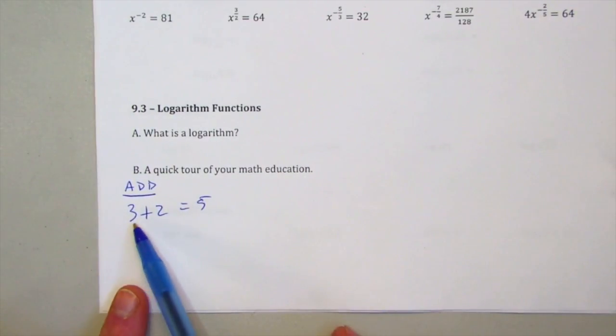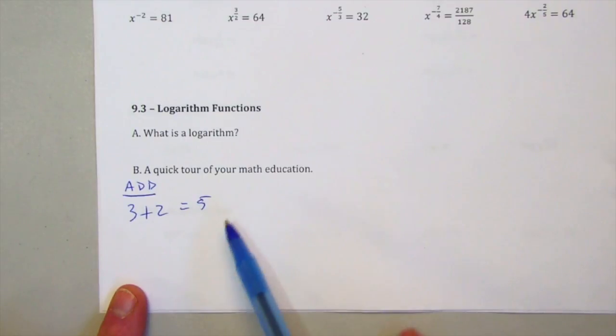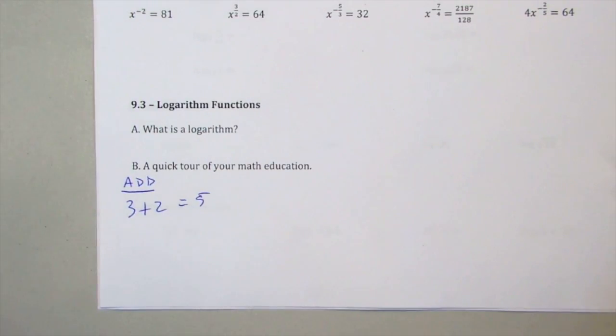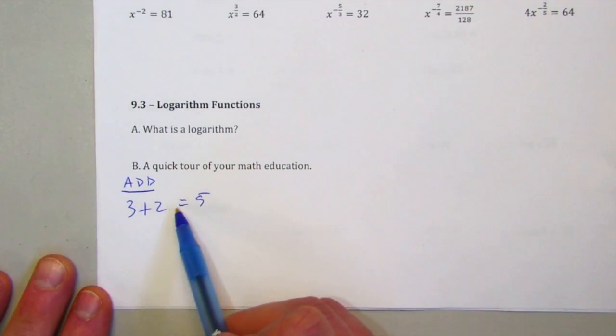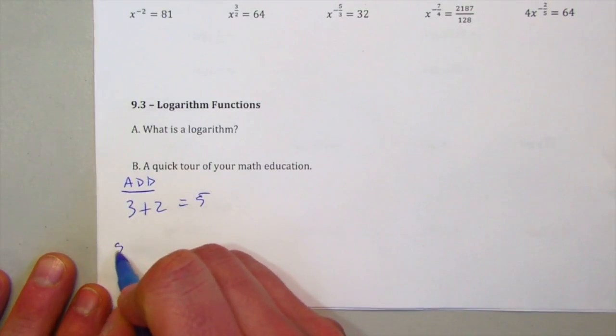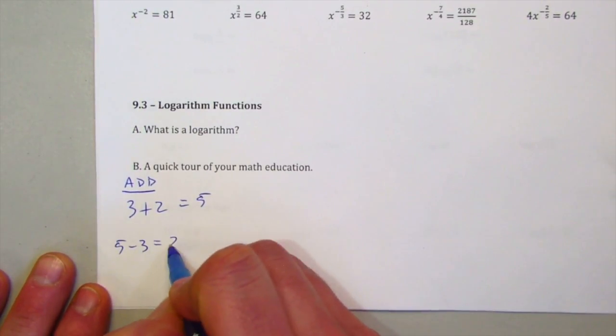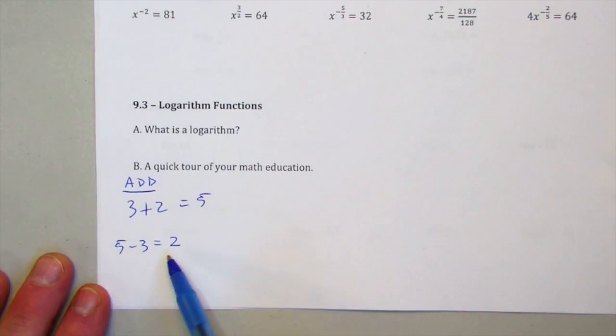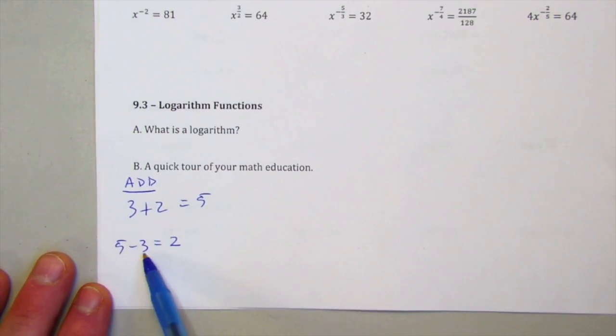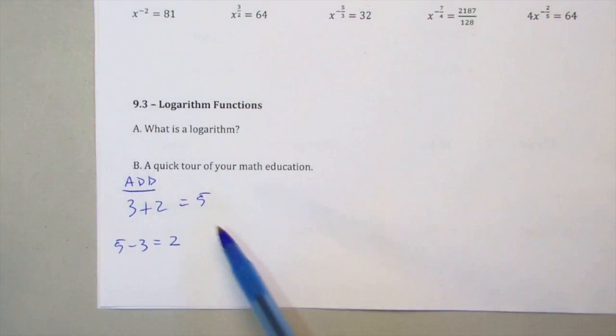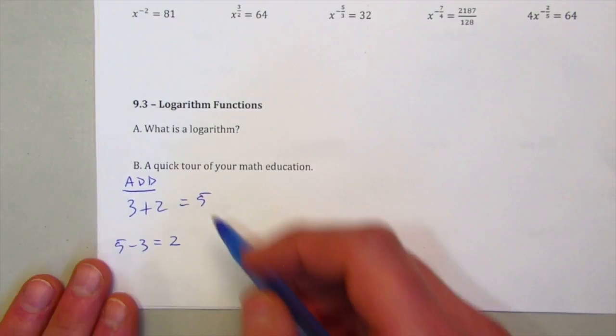So what could happen is I could take these exact same numbers, 3, 2, and 5, and I could rewrite them in what I would call subtraction form. So 3 plus 2 equals 5 is addition form. 5 minus 3 is equal to 2 would be subtraction form. Or I suppose you could go 5 minus 2 is equal to 3. That's the same. But same numbers, just written in 2 different forms.